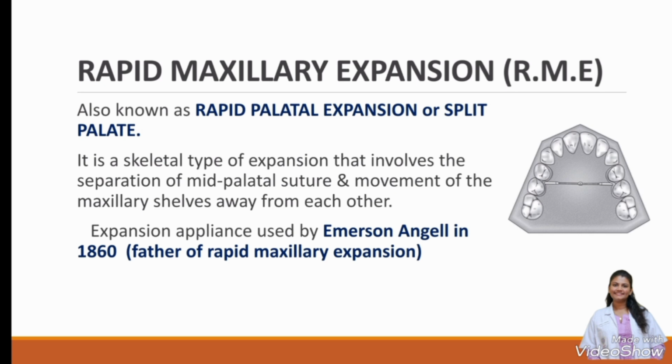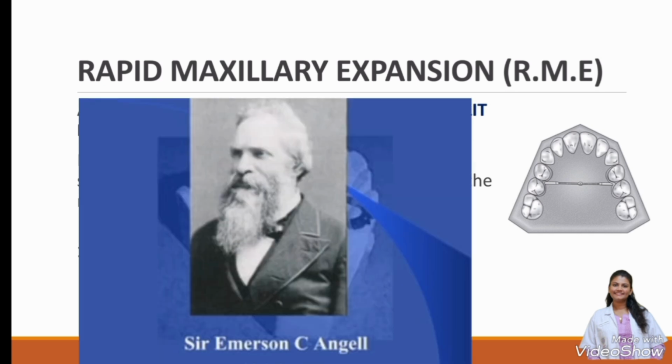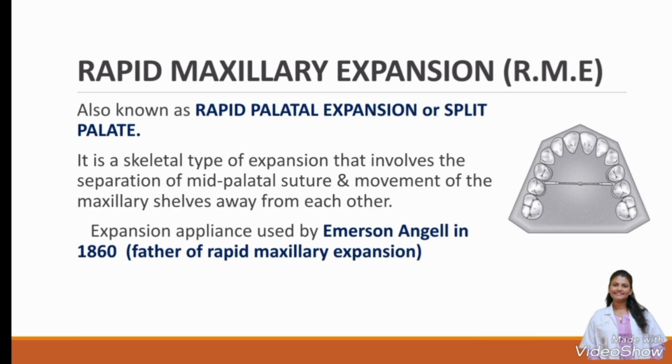As we all know, Emerson Angel is father of rapid maxillary expansion. In 1860, he used expansion-like device in which jack screw type of device was used between maxillary premolars in a 14-year-old girl child, which also achieved increase in arch width by 1/4 inch in 14 days. We can see that appliance photograph in the slide above.